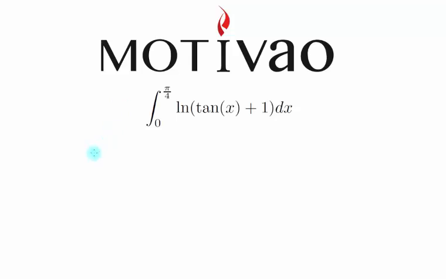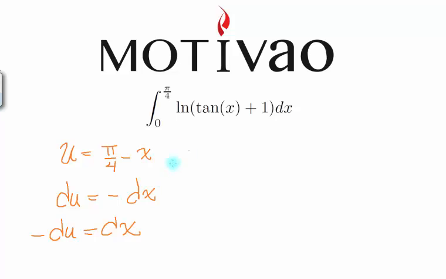Now what I'm going to do is write u as pi over 4 minus x. And this is very common in these type of integrations where you put the limit of the top minus the variable. The reason is this. Now du becomes what? Minus dx, which means that minus du equals dx. And x becomes pi over 4 minus u. So it's basically the same.